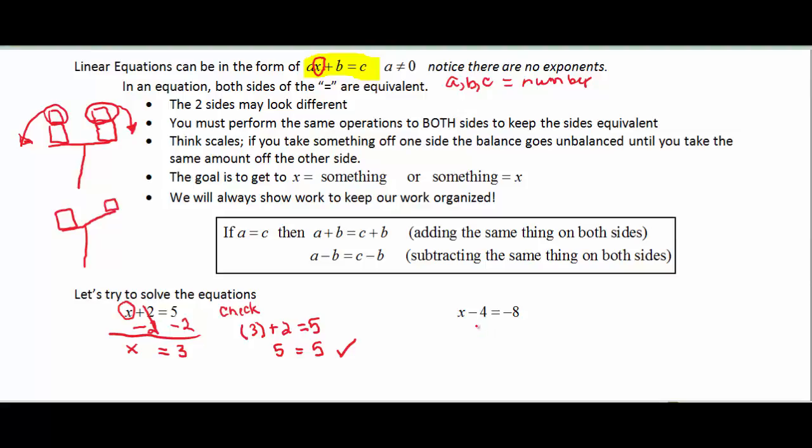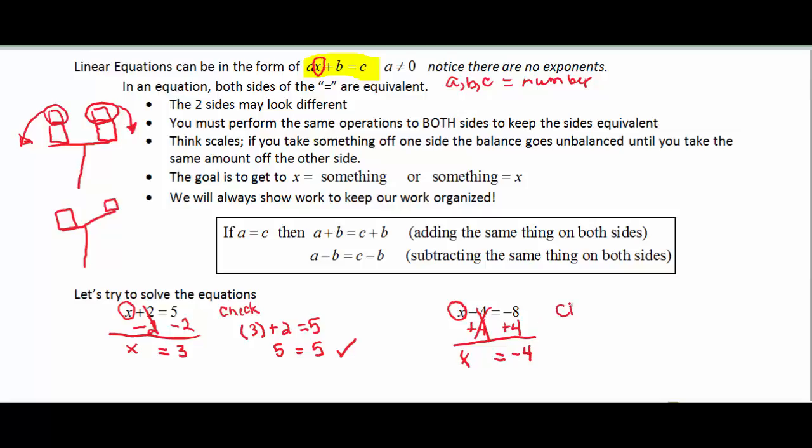Let's try this problem. I have x minus 4 equal to negative 8. I want to again get x by itself, but I'm subtracting 4 from it. So in order to get rid of that 4, I have to do the opposite. I have to add 4. And if I do it to one side, I have to do it to the other side. Remember, we're keeping that balance idea going. So these two things cancel each other out, so I just have x on this side, and then negative 8 plus 4 will be negative 4.